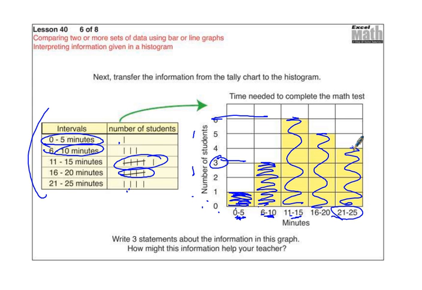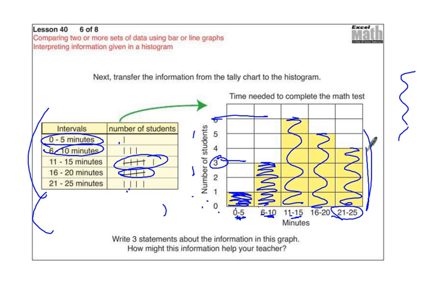It says write 3 statements about the information in this graph. How might this information help your teacher? All right, go ahead and write 3 statements for this. Let me get this cleared off here. I want you to write 3 statements somewhere around in your paper. You got some space here, or wherever you can, turn your paper sideways and kind of write like this. But go ahead and write those 3 statements on your paper.